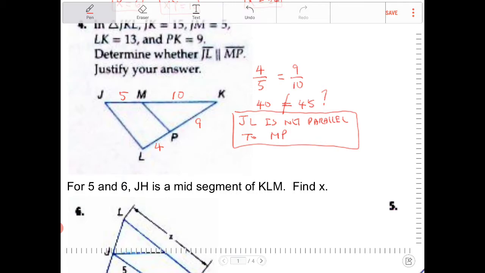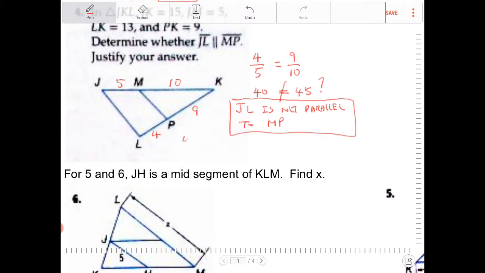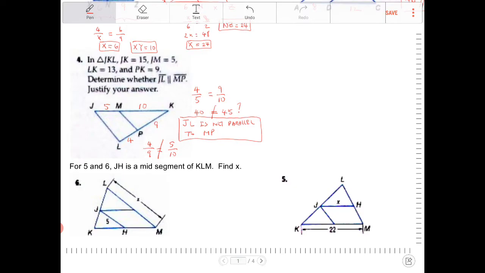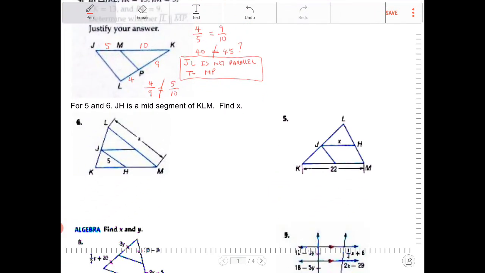Would other proportions have held up? That's right. So 4 over 9, is that still going to be the same thing as 5 over 10? That clearly is not. 5 over 10 is 1/2. 1/2 is definitely not the same as 4 over 9. Alright.